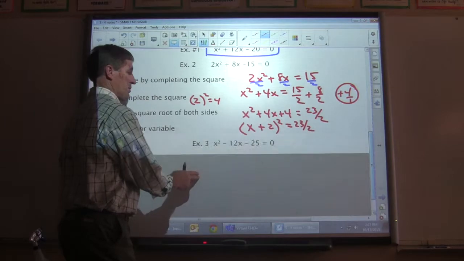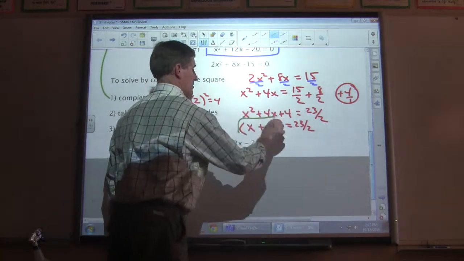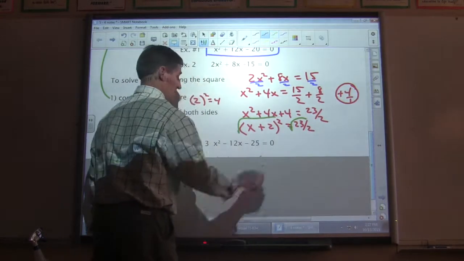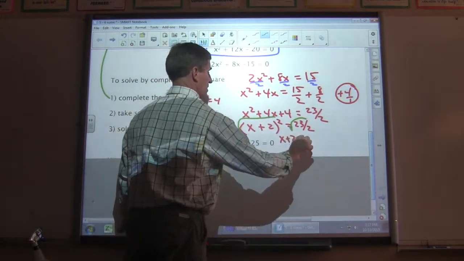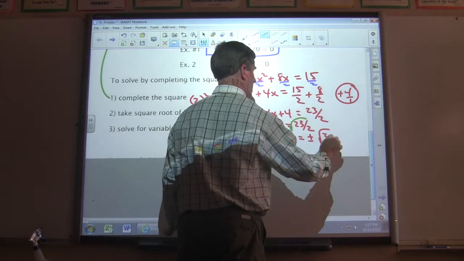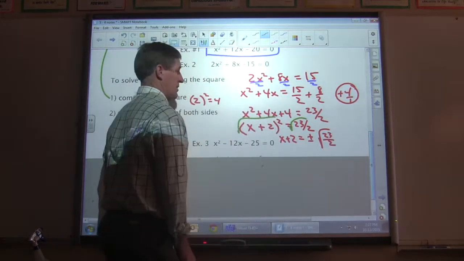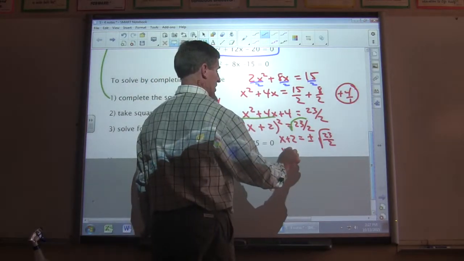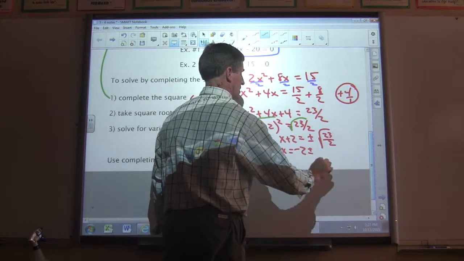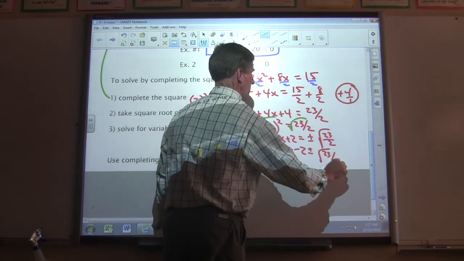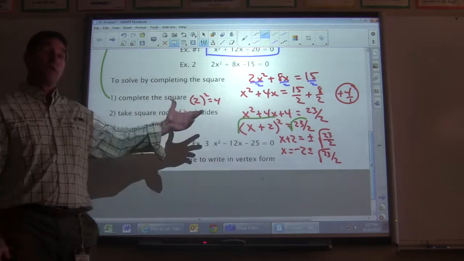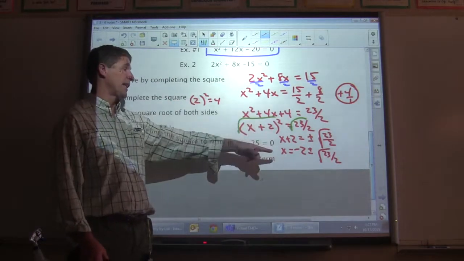Then we take the square root of both sides. So the square root and squared cancel. So I just get x plus 2 equals plus or minus the square root of 23 halves. And then we move the 2 over and we subtract 2. Negative 2 plus or minus the square root of 23 halves. And we're done. So that's the majority of the assignment, is completing the square and finding the answers.